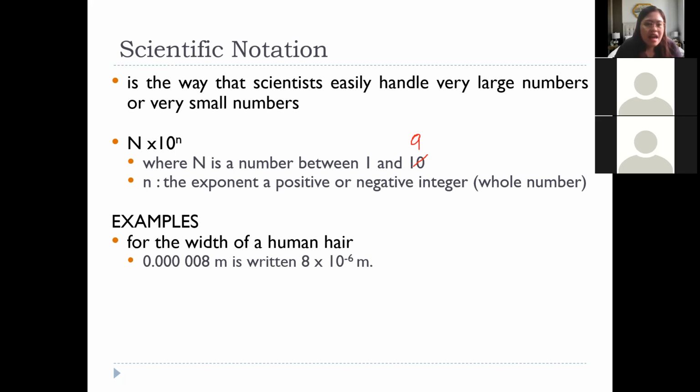So let us have an example. For the width of a human hair, we have here the measurement. It's very small, 0.000008 meters. That's the width, the size of a human hair. And since it's a very small number, we can use scientific notation to express this. So how are we going to do that?